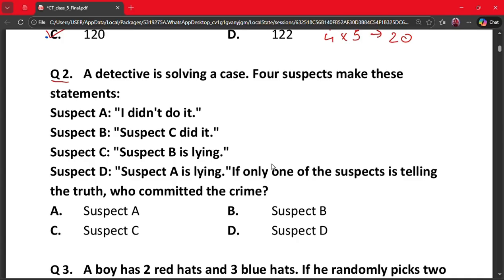The correct answer is option C. Why? Because assume each suspect one by one as truthful. Only when suspect C is the criminal do all other statements become false. This satisfies the condition that only one statement is true. Hence, suspect C committed the crime.